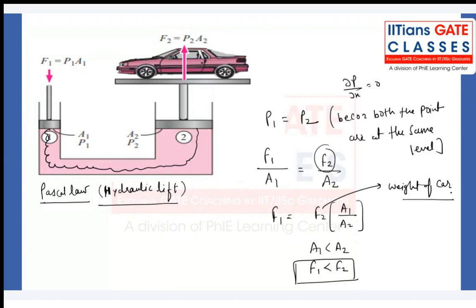Dou P by dou X means what you can write? There are 2 points, 1, 2, at a distance of x1 and x2. So what we can write? P2 minus P1, and whatever the gap is there, that is equal to 0. So P2 will be equal to P1. Points which are on the same level in the x direction will have equal pressure, and that is the basic principle behind the manometer, which is used to measure the gauge pressure of a container.